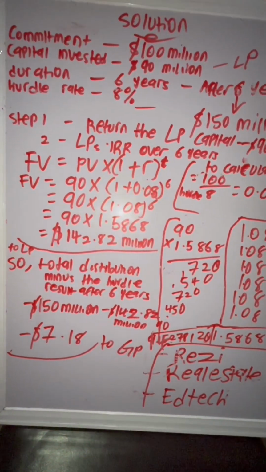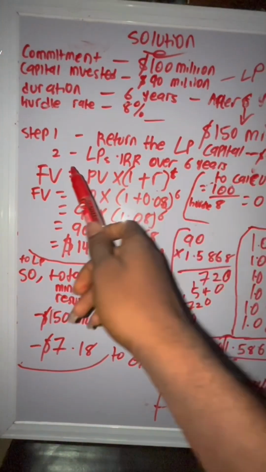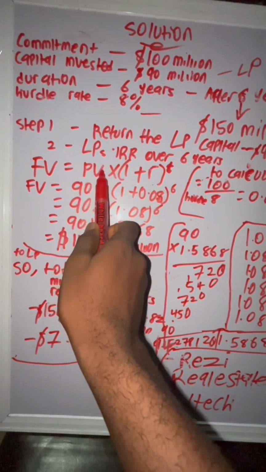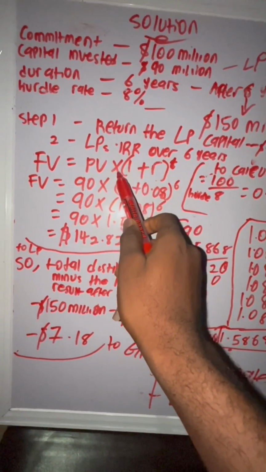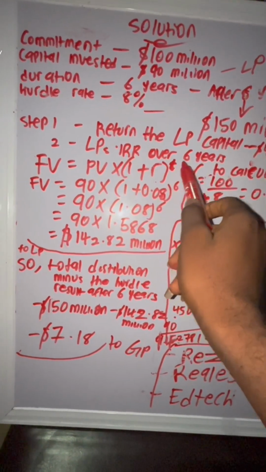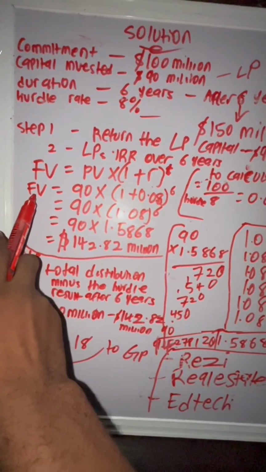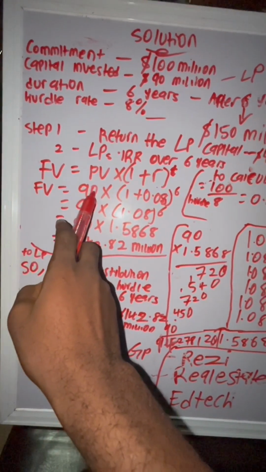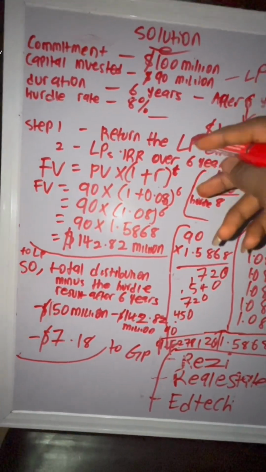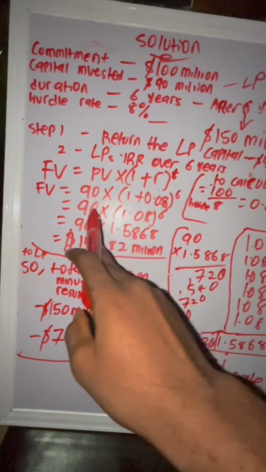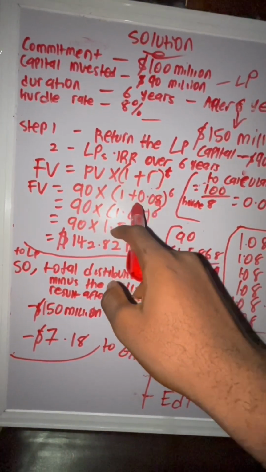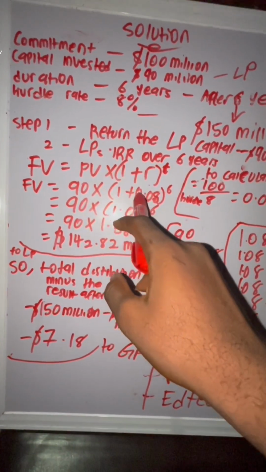the LP. So the first thing you do is the future value is equal to present value times open bracket 1 plus R raised to power T, which is the time. So you have future value is equal to 90, which is the present value. The present value is 90, which is what was invested, times 1 plus 0.08.